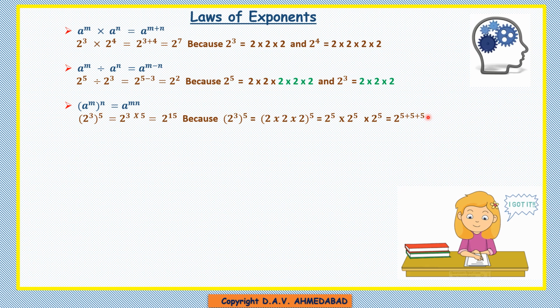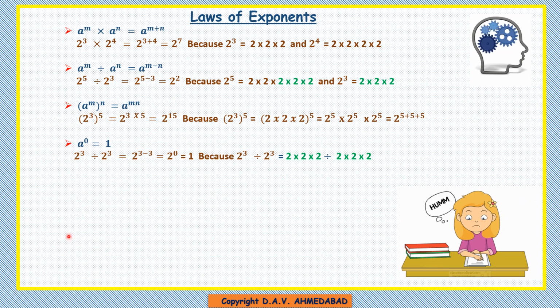Yes, 15. So, have you noticed? This way also we are getting 2^15, and this way also 3 into 5 if we are doing, the answer will be 2^15. So, therefore, we are having this law. So, whenever we are having any number raised to the power m and then whole raised to the power n, we always write the number raised to the power m into n.